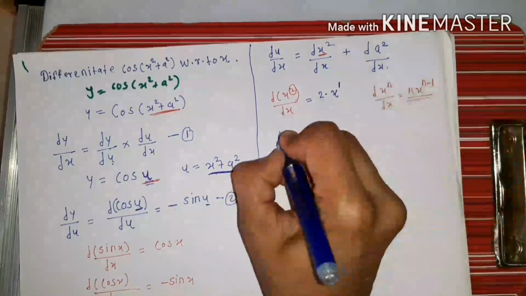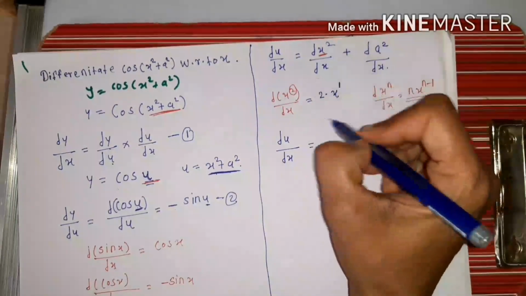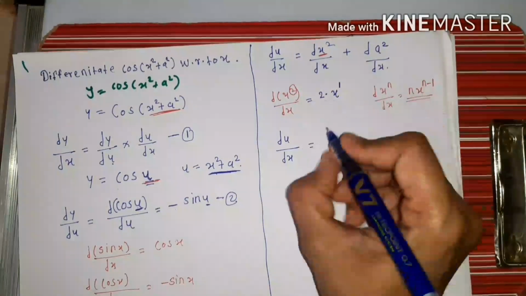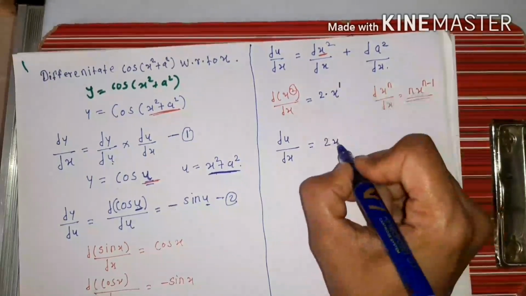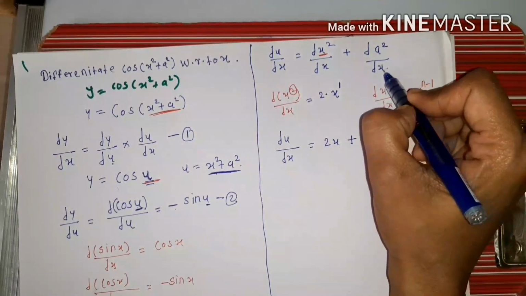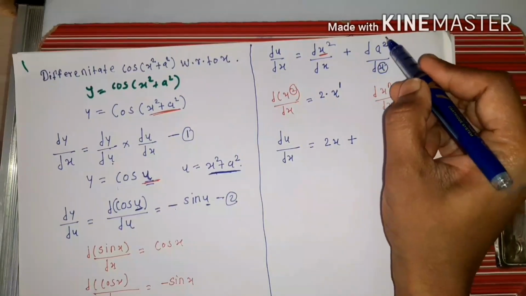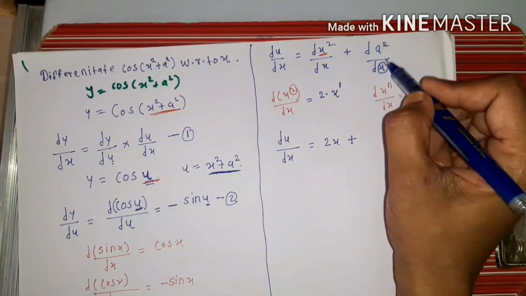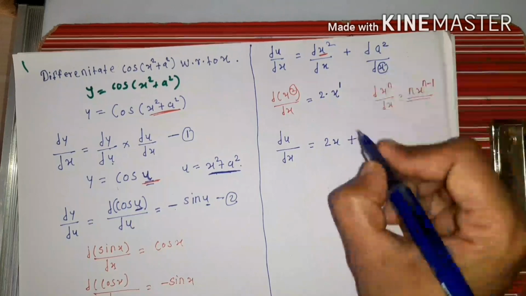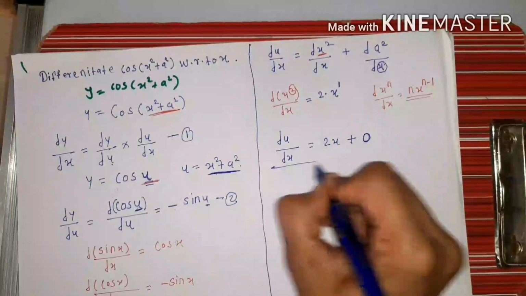So du by dx equal to differentiation of x square, which we found by using the differentiation of x raised to n formula, and that is equal to 2x, plus differentiation of a square with respect to x. See here we are differentiating with respect to x. Here the variable is a, and when we are differentiating with respect to x, a is a constant number, that's why its derivative is 0, and hence this is the differentiation du by dx.